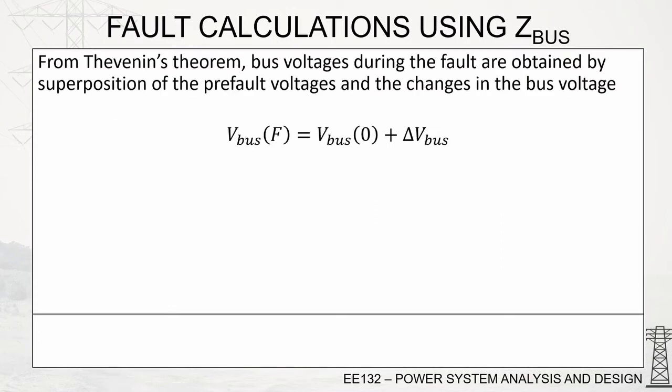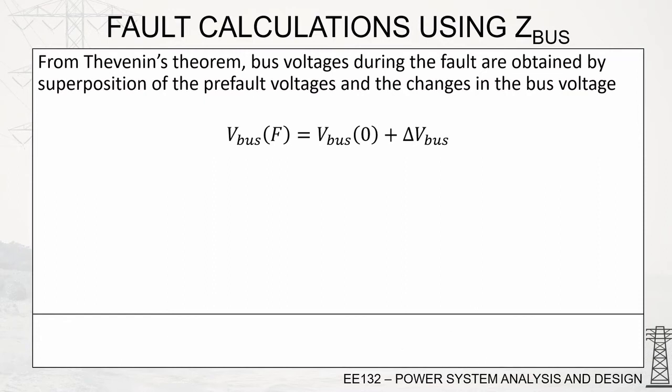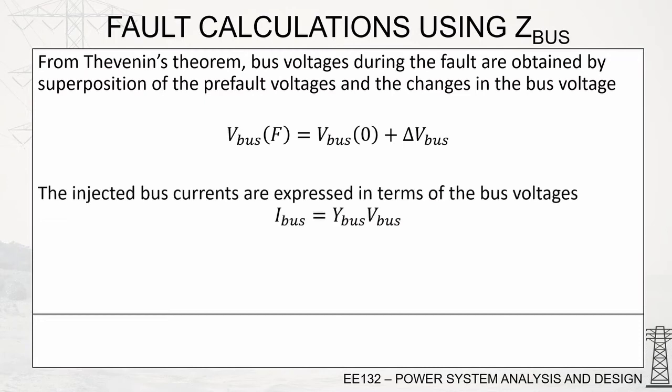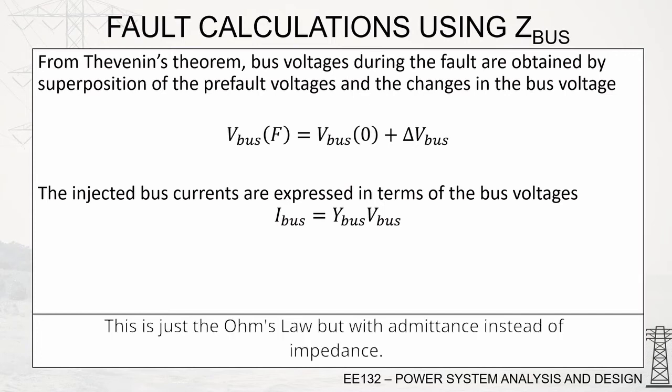From Thevenin's theorem, bus voltages during the fault are obtained by superposition of the pre-fault voltages and the changes in the bus voltage. This equation shows that the voltage in the faulted bus is equal to the pre-fault voltage at the bus plus the change in voltage as the fault occurs. And the injected bus currents are expressed in terms of the bus voltages through this equation. Bus current equals the bus admittance multiplied to bus voltage. This is just the Ohm's law, but with admittance instead of impedance.